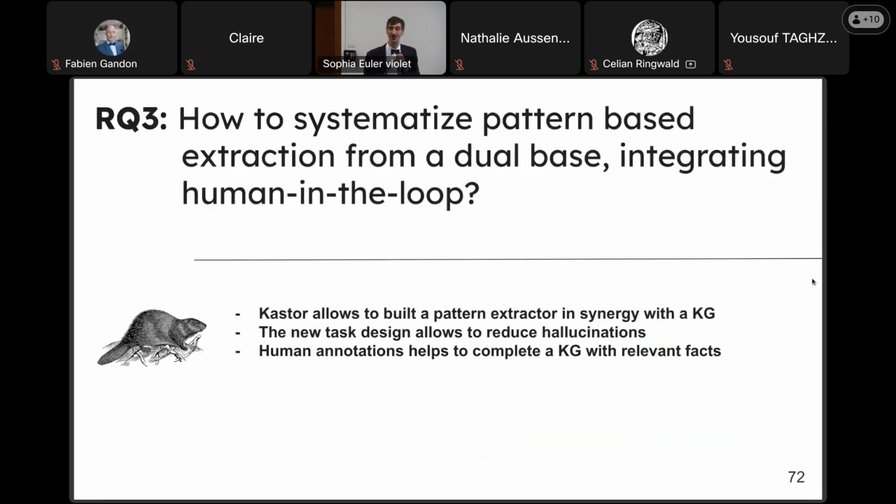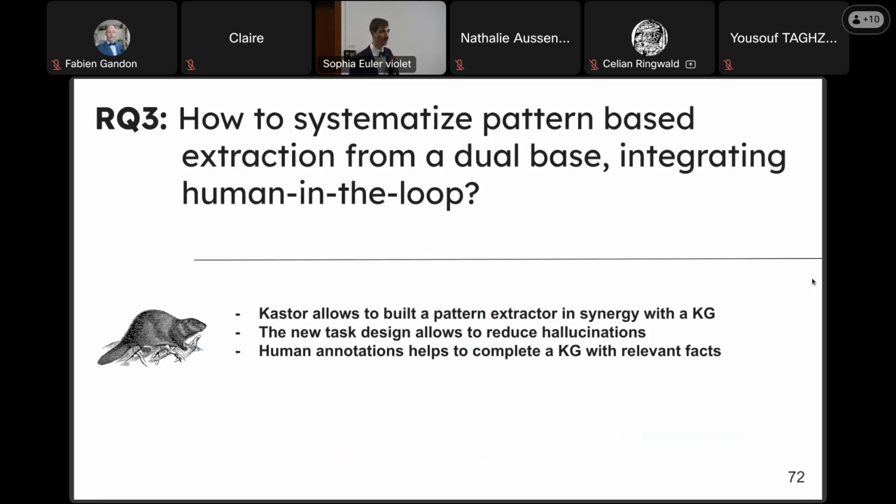So this is now the moment to conclude the third part of our presentation. We show that CASTLES allows building pattern extractors in synergy with the knowledge graph. We also demonstrate that the new task design allows reducing hallucinations. And finally, the human annotations help to complete the knowledge graph with relevant facts.